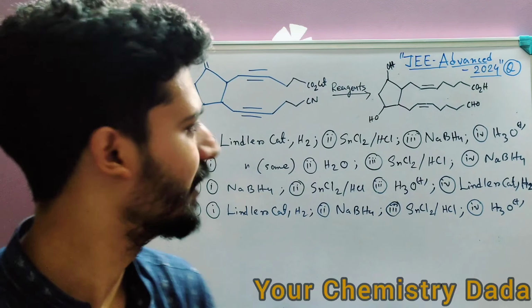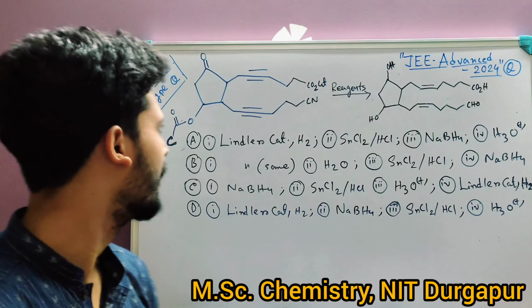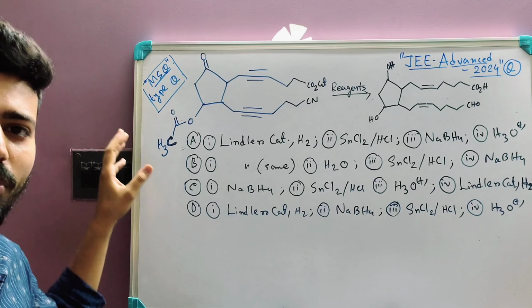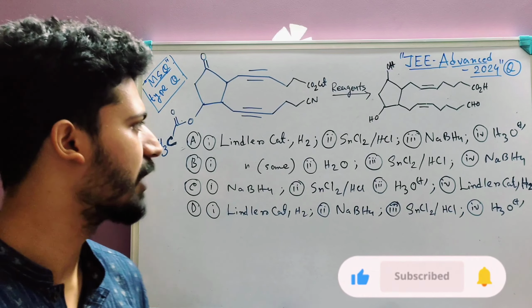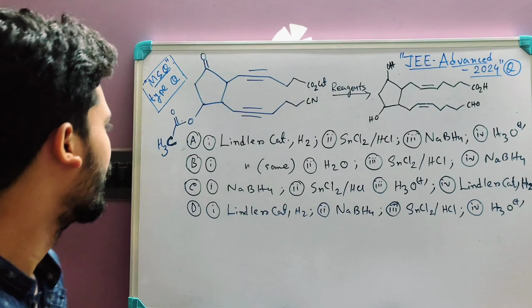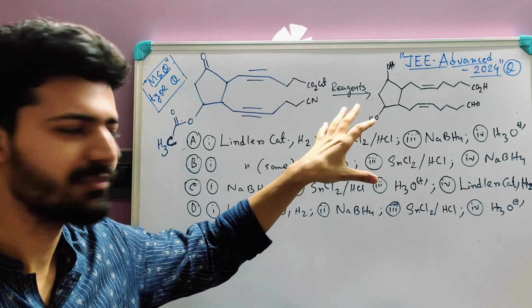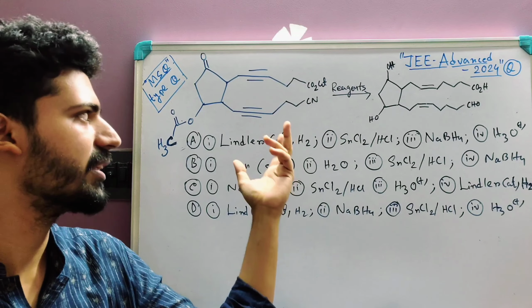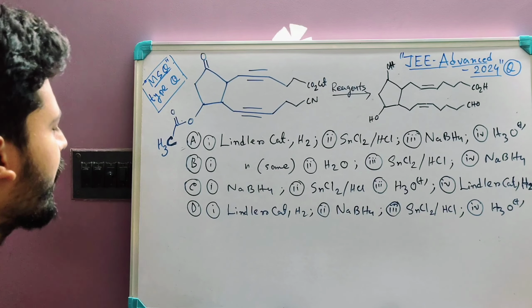Today I am going to discuss a very important question asked in JEE Advanced 2024. Basically it is an MSQ question. MSQ means multiple select question, meaning one or more than one answer may be correct. This question is from reagent chemistry. Normally we have studied this reagent chemistry in class 12, in carbonyl chemistry, right?